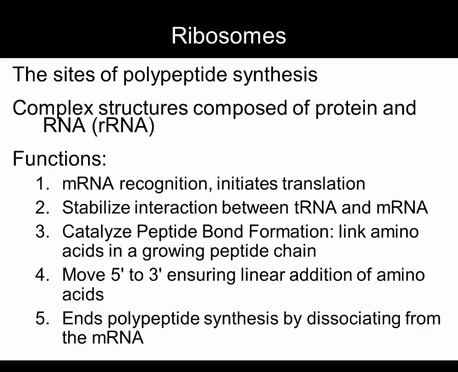Let's talk about the ribosome, the key player in all of this. Ribosomes are complex molecular machines composed of both protein and RNA. The ribosomal RNAs are called rRNAs. The ribosome has many functions. It recognizes the mRNA, initiates translation, stabilizes interactions between tRNA and mRNA molecules, catalyzes the formation of peptide bonds between neighboring amino acids, moves along the mRNA in the proper direction, ensuring amino acids are incorporated in the proper order, and terminates the process by dissociating and causing all the components to separate.